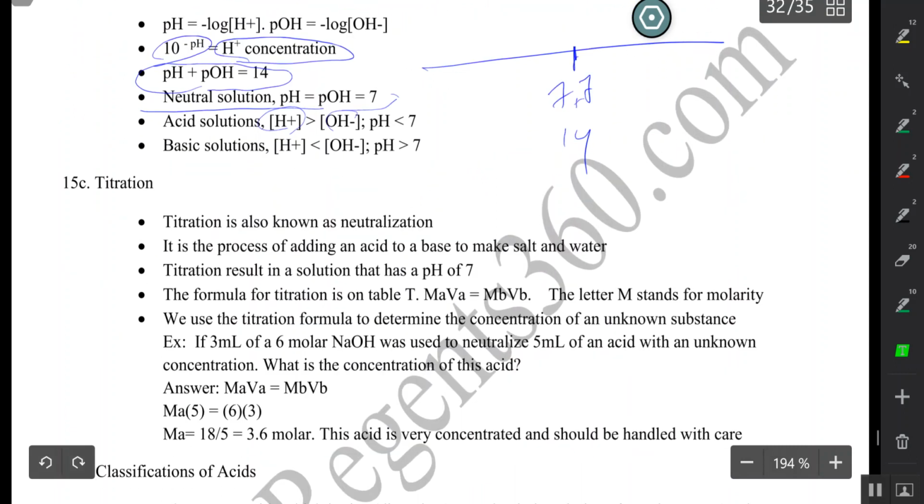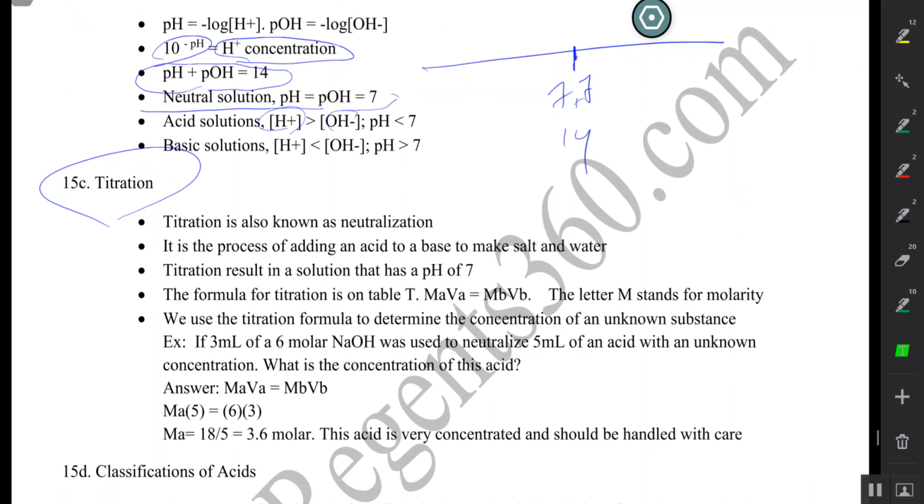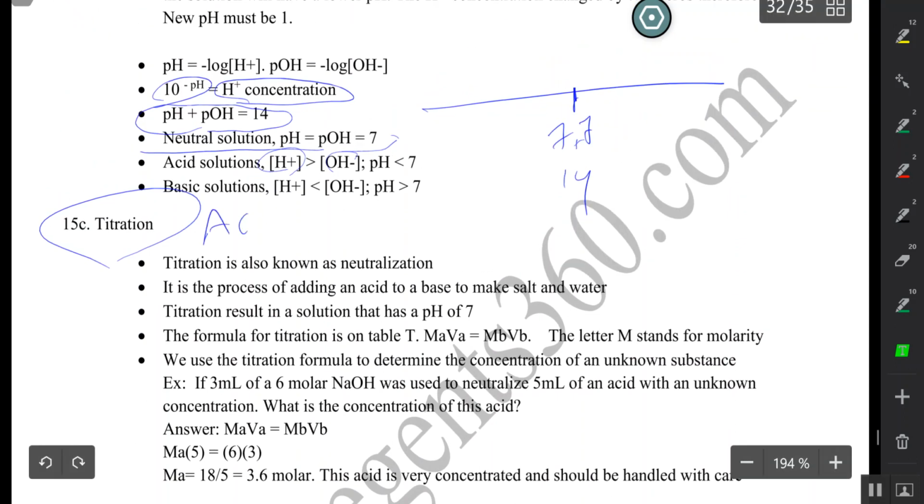Okay. Moving on to titration. Titration is simply the process of adding an acid to a base in a double replacement reaction to produce salt and water. That's really all that titration is. Okay?